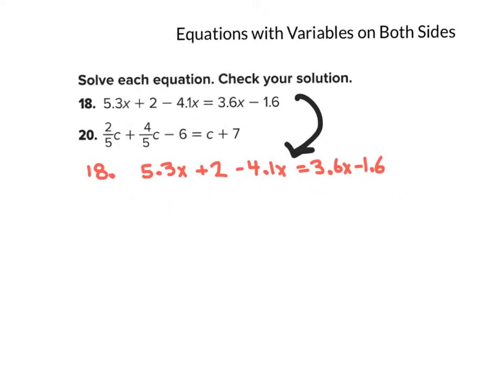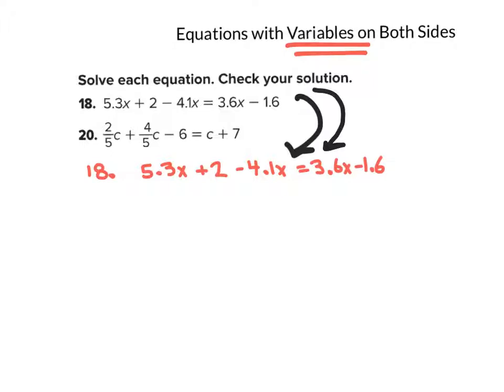So today we're going to talk about equations with variables on both sides. Remember that a variable is a letter that we designate to represent a number or an unknown. So let's do number 18 together. Please take notes as we do this. As you can see, I've rewritten it, and I want you guys to do the same so that you can get that practice.